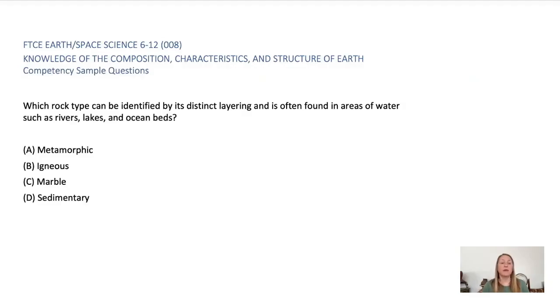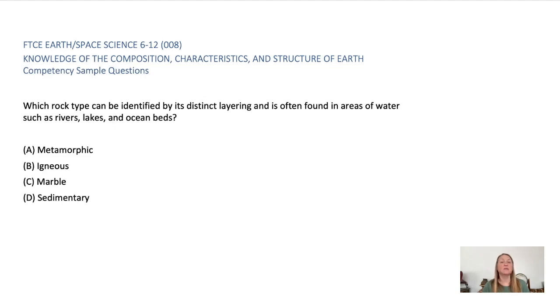Which rock type can be identified by its distinct layering and is often found in areas of water such as rivers, lakes, and ocean beds? A. Metamorphic, B. Igneous, C. Marble, or D. Sedimentary? A. Metamorphic. These rocks form under heat and pressure and may show banding, but not the distinct layering caused by sediment buildup in the water.